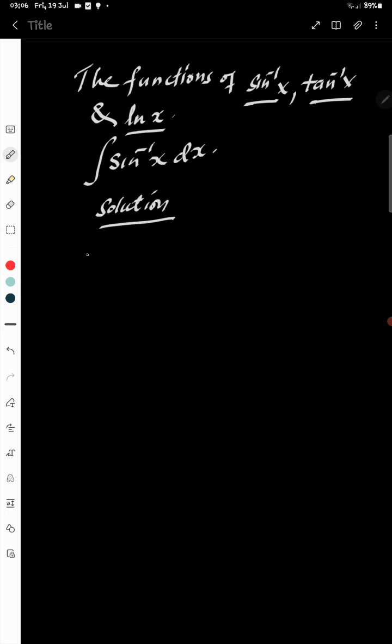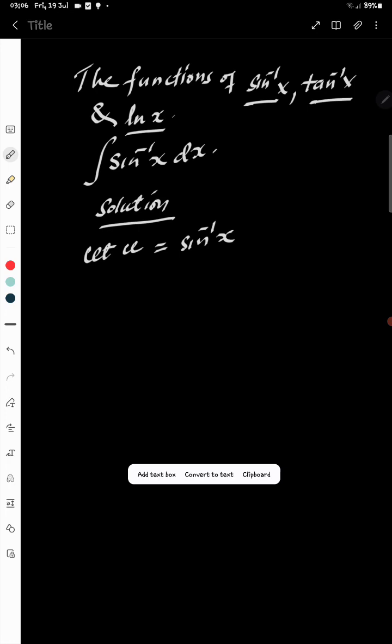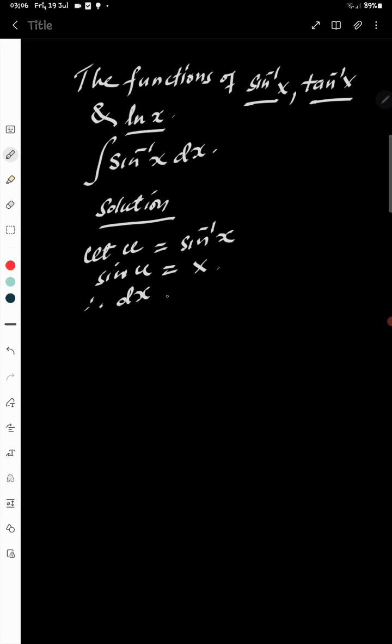So this also involves integration by parts. So let u is equal to sine inverse of x. Sine u is equal to x. Therefore, dx equals cos u du. dv is equal to dx. Hence, v is equal to x.